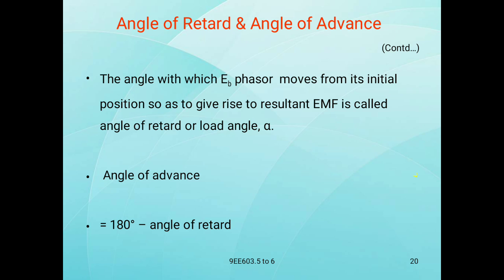Angle of retard, angle of advance. The angle by which the EB phasor moves from its initial position so as to give rise to the resultant EMF is called the angle of retard or load angle. The angle of advance is 180 degrees minus the angle of retard.